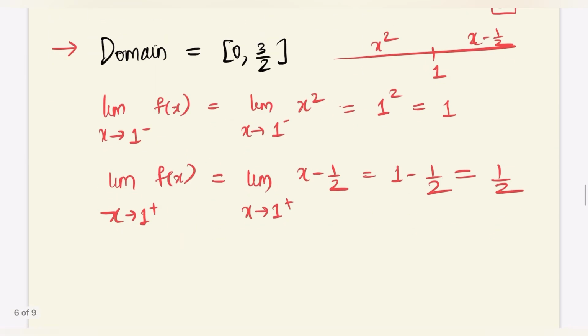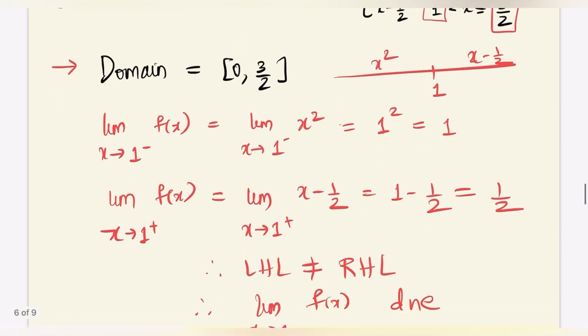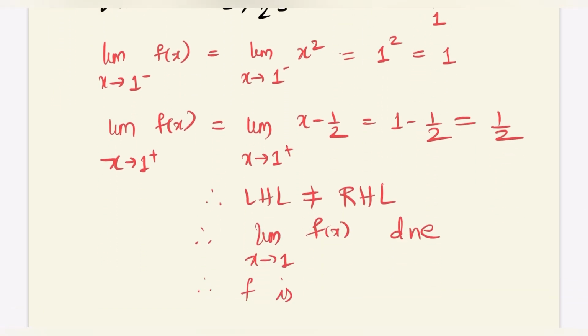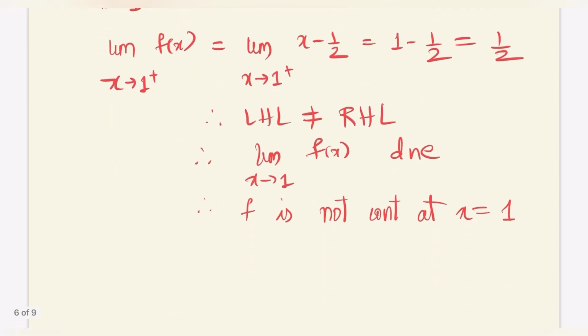You can see that the left hand limit is not equal to the right hand limit, and therefore you say that the limit of f(x) as x tends to 1 does not exist. You don't even need to talk about the second point, because the first point in the definition of continuity is not satisfied, and hence you can say that the function is not continuous at x equal to 1. You can say that it is continuous in the entire domain except for x equal to 1. Okay.